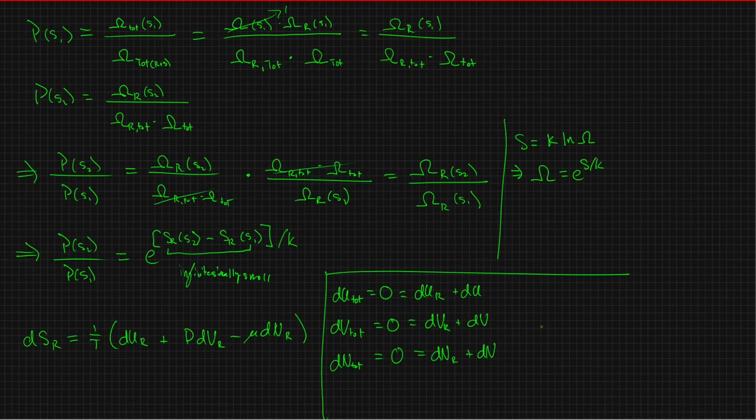All of these things imply that we can always just replace the reservoir's change with minus whatever the system's change is. So we have dU_r equals minus dU, dV_r equals minus dV, and dN_r equals minus dN.